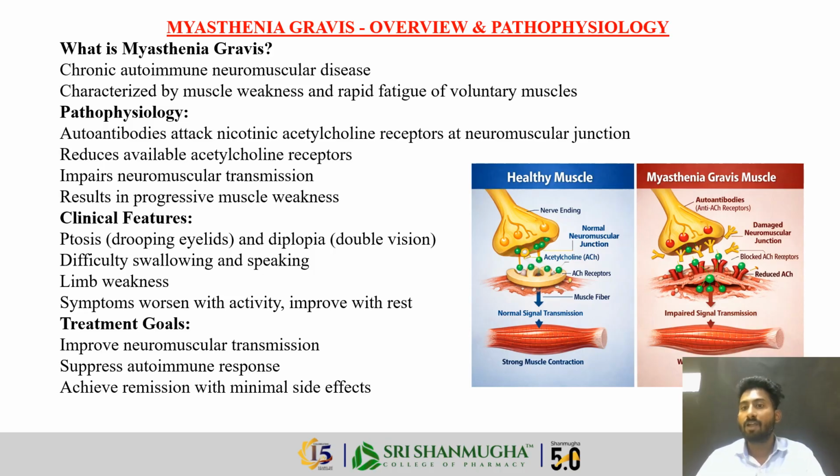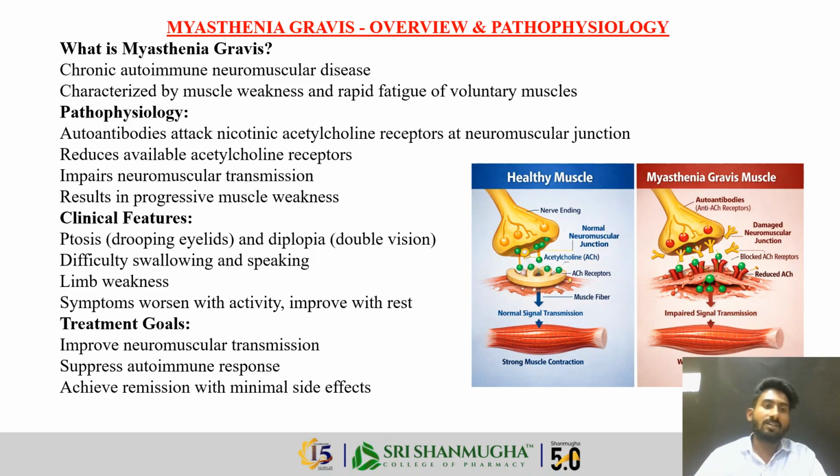In myasthenia gravis muscle, the neuromuscular junctions are damaged and the acetylcholine receptors are blocked, reducing the acetylcholine level in the muscles. This produces impaired signal transmission to the muscles, resulting in fatigue. This is the disease, myasthenia gravis.